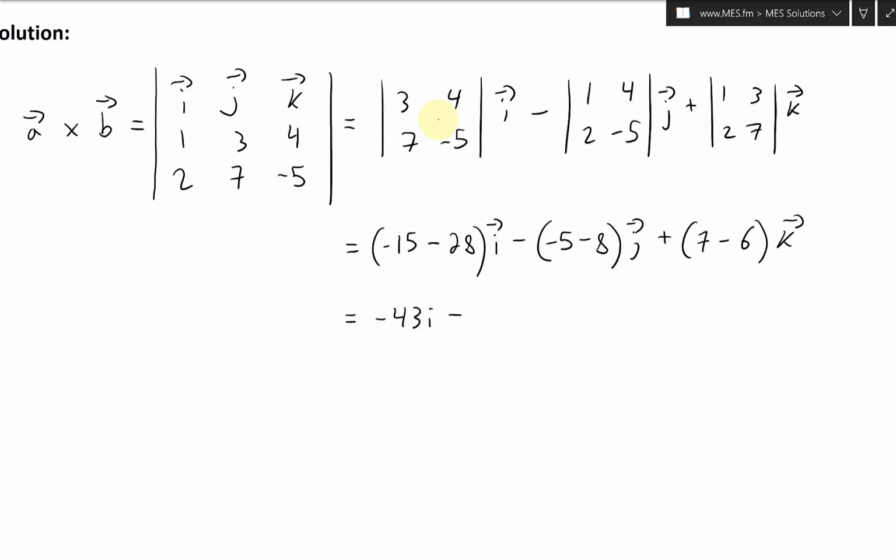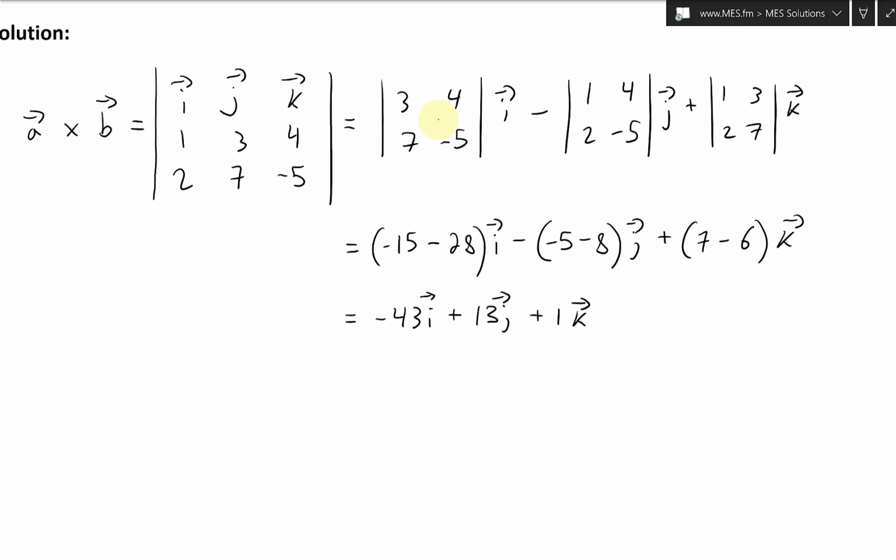Minus, and this one here is minus. It's going to be plus, and then 5 plus -5 minus 8 is going to be... so let's add 2, then 3 is 13. This is going to be 13J vector. And then the next one, 7 minus 6 is 1. Plus 1, K vector, like that.